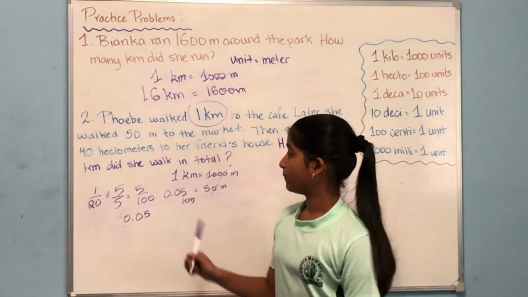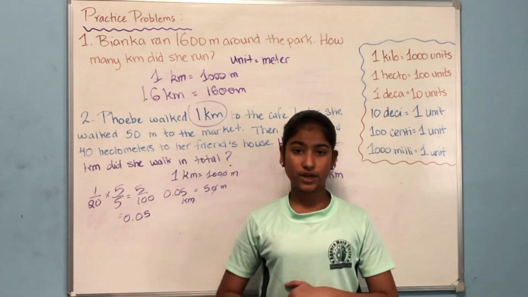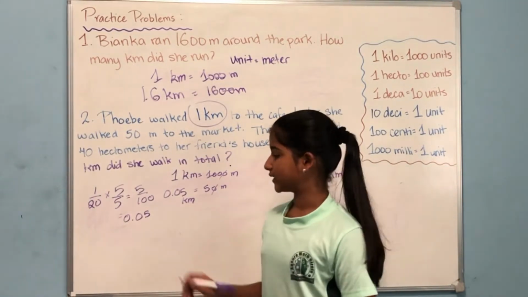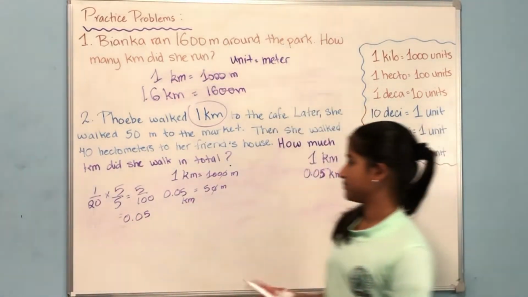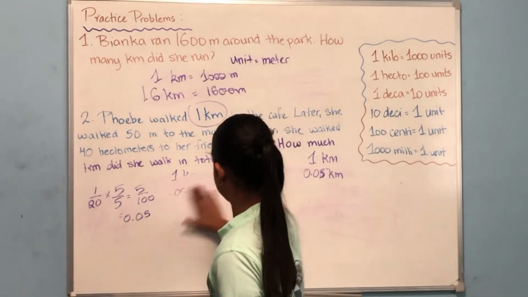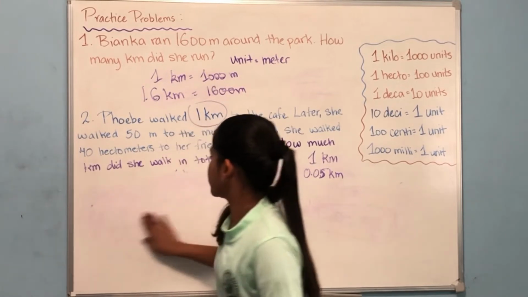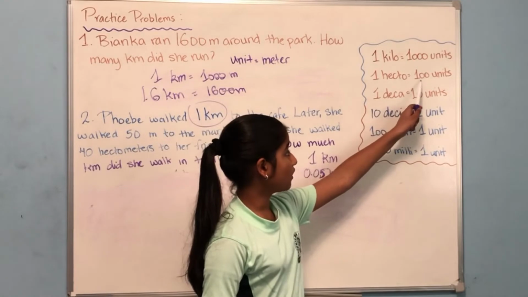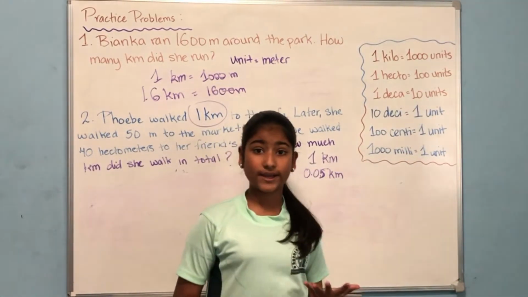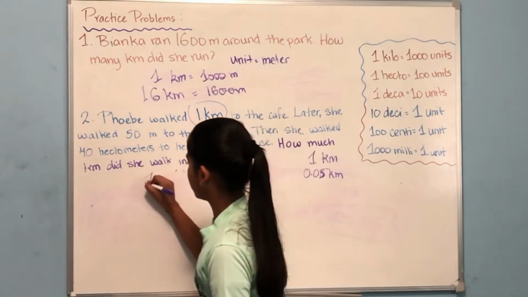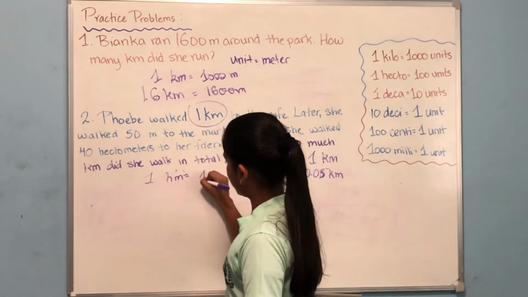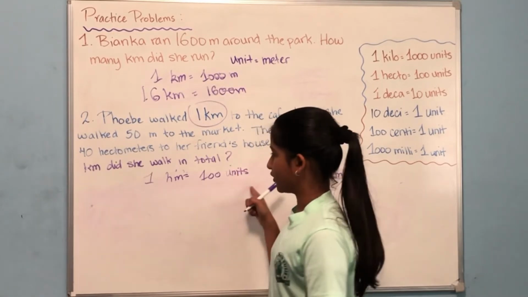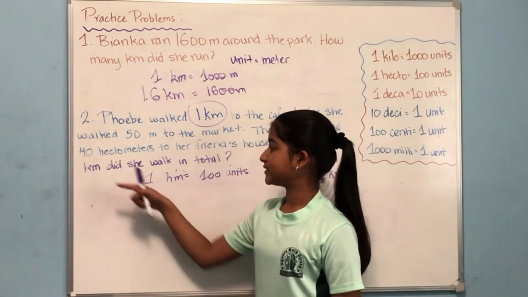Now let's solve for the third one. 40 hectometers, and we have to convert that into kilometers. First, let's convert it into meters, and then convert it into kilometers. Let's erase this to make it easier. Okay, so we have 40 hectometers. As you can see over here, 1 hecto is equal to 100 units. So 1 hectometer is equal to 100 units. So 1 HM is equal to 100 units, or 100 meters.